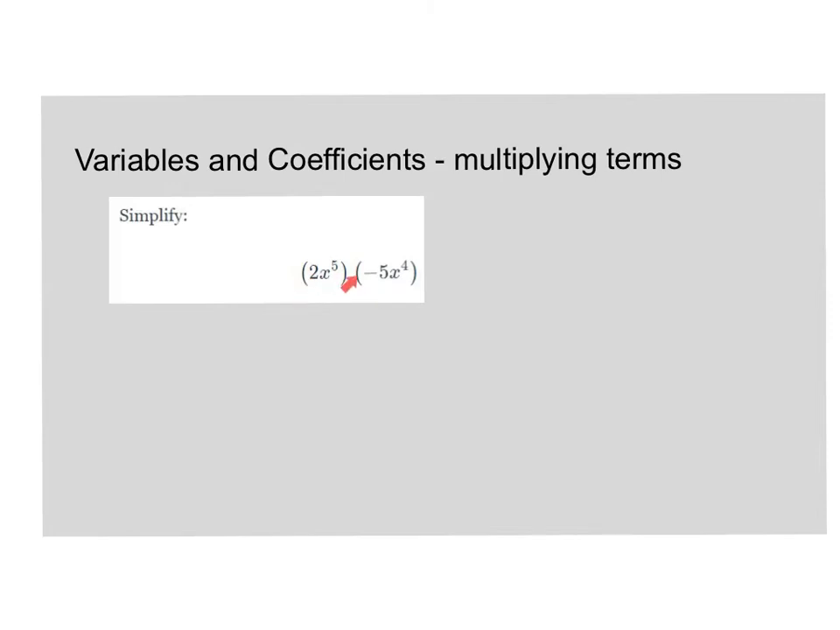So we're going to look at our coefficients first. We have a 2 times a negative 5. Well, 2 times a negative 5 is simply negative 10.